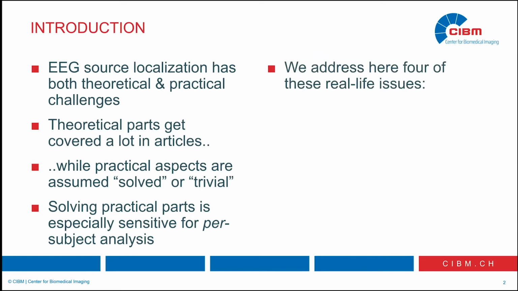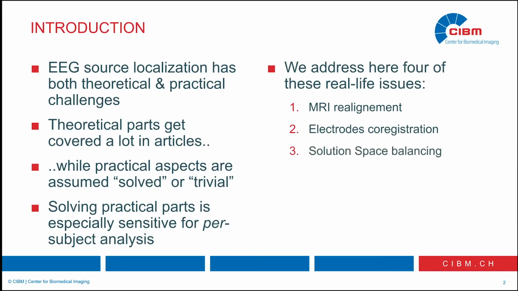So today I'm going to address 4 of these real-life issues. Basically, the MRI realignment, which we need for the inverse solution, for the EEG source localization, the electrodes co-registration on the head, and the solution space balancing, where are the points we are going to have solutions in the brain, and a little more technical thing about the skull thickness estimate that we need for the models. So these are the four points I'm going to address today.